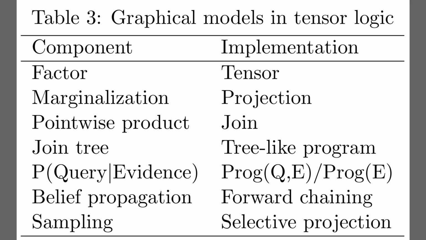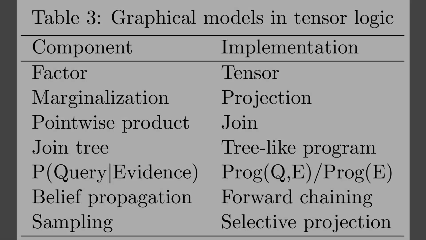Alright, the previous table condensed transformers into compact tensor equations. Table 3 maps graphical model components to the same primitives, which shows probabilistic reasoning sits naturally inside the language. Factors become tensors, marginalization is projection, and pointwise products reduce to joins. A join tree corresponds to a tree-like program, and the conditional probability P of query given evidence equals the program with query and evidence divided by the program with evidence. Belief propagation, the message passing algorithm that updates local probabilities, is forward chaining, and sampling follows via selective projection.